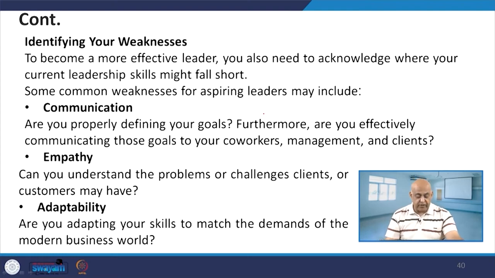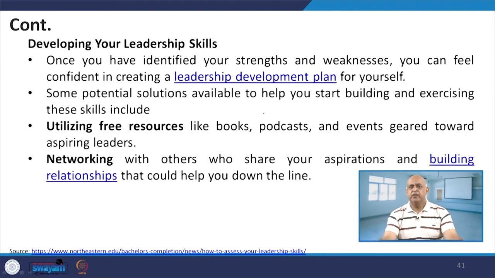Adaptability: are you adapting your skills to match the demands of the modern business world? When we are talking about artificial intelligence and the use of technology, techno managers are to be developed. Do we have the capability to develop ourselves as techno managers? Only if we are techno managers will we be able to lead. So we need adaptability with changes in technology, because technology is frequently changing. If we have those abilities, then definitely we can convert those weaknesses into strengths.